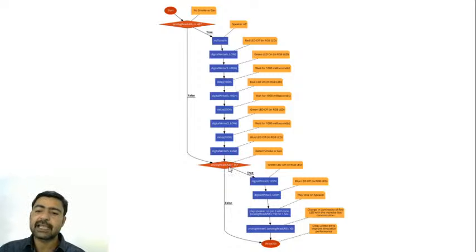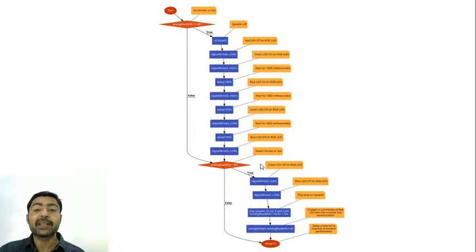Then again we will be checking the condition. Is it greater than 487? If it is true, then we need to glow the red LED and we need to turn on the speaker. So this is the flow chart.